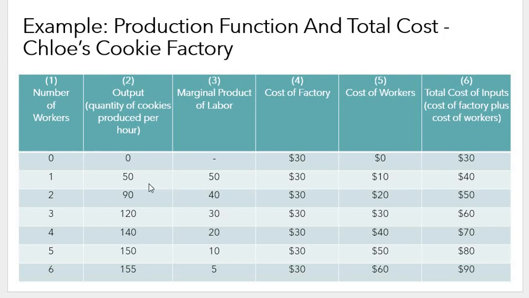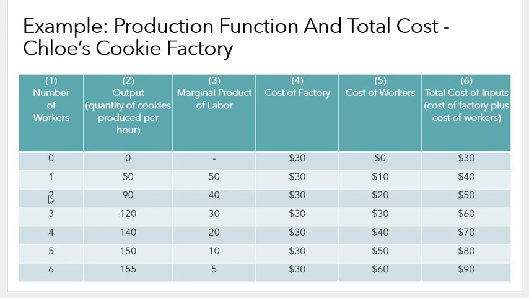So it's the difference between the one-worker output and the zero-worker output. When we hire nobody, there's no output, so we cannot calculate the marginal product of labor. And if we hire one worker, comparing to the case when we had no one, the output increased from 0 to 50. So the additional increase in output brought by one more worker is 50. It's 50 minus 0.